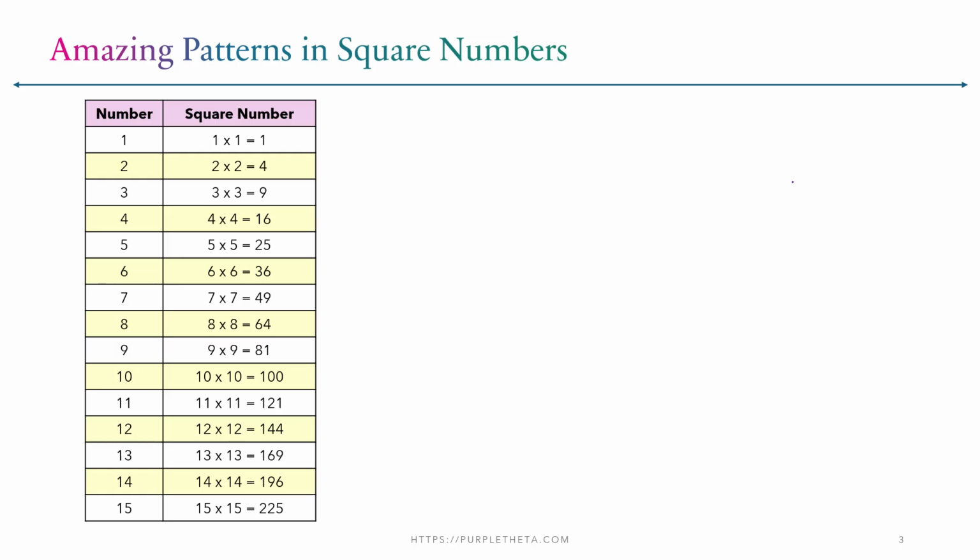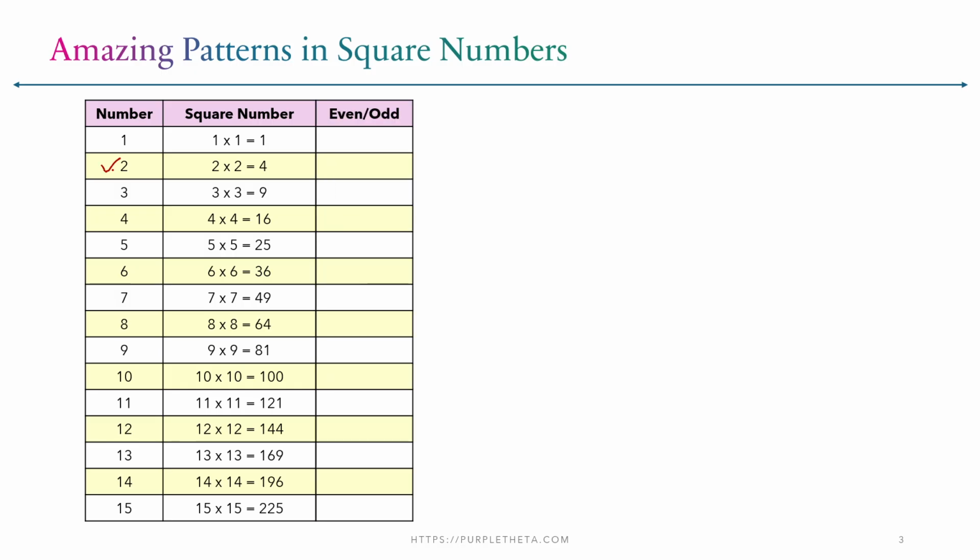Now let us look at the table again. This time we will focus on even and odd numbers, okay? Numbers highlighted in yellow are even numbers and the remaining ones are odd numbers, right? First, let us observe even numbers and their squares or square numbers. 2 is an even number and its square 4 is also an even number, right? I will write even. 4 is an even number and its square 16 is also even, right? Similarly, 6, 8, 10 and all other even numbers have even squares.